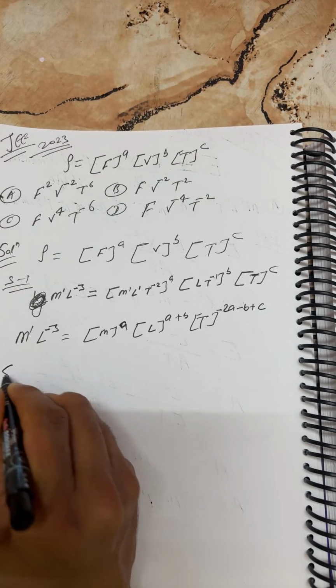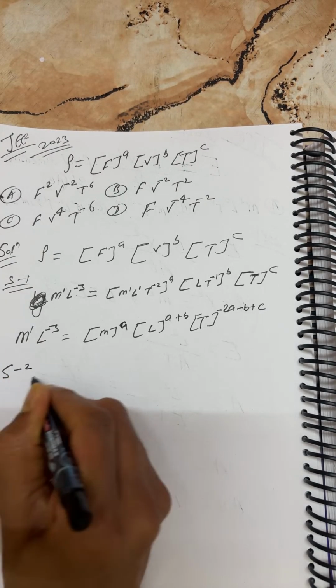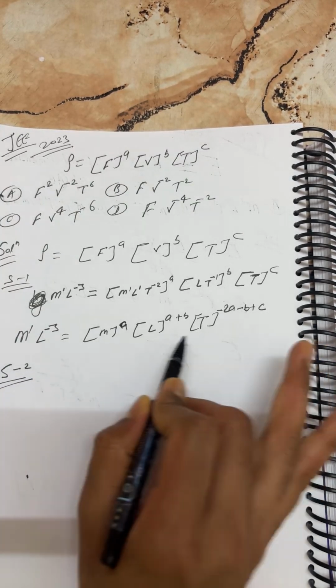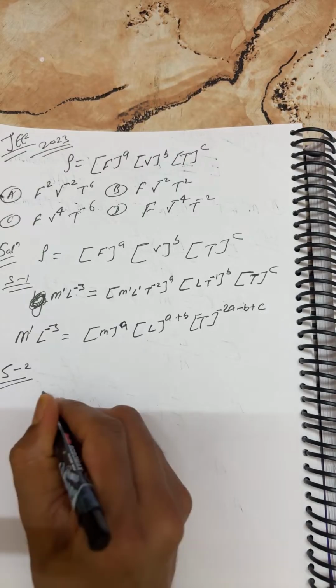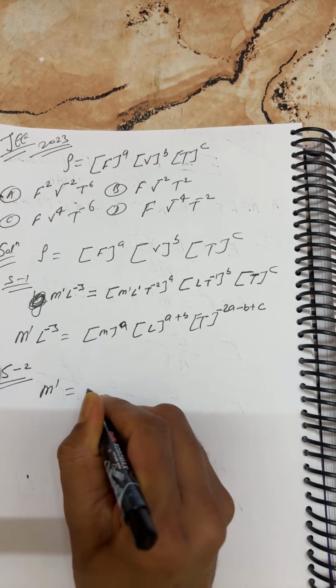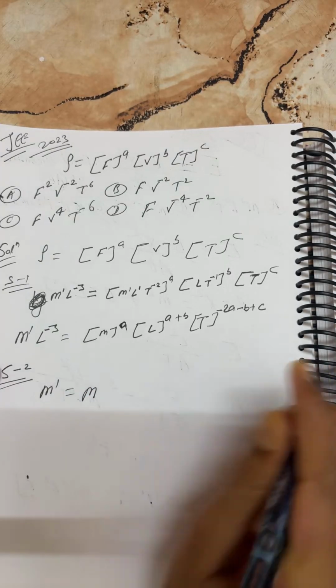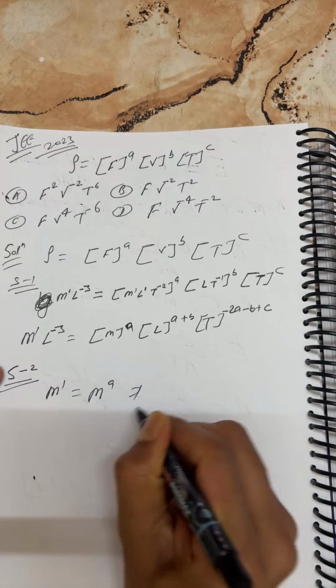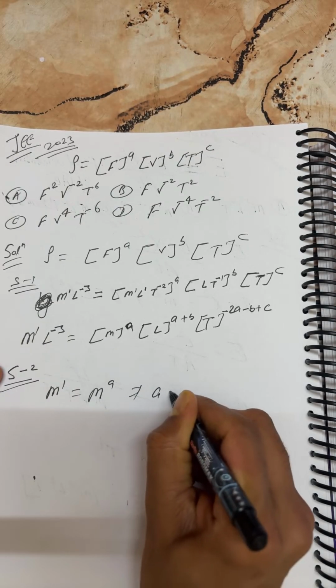In step 2, students, equate the exponents of the same index. So you can write M to the power 1 on the LHS is equal to M to the power a. We got here that a is equal to 1.